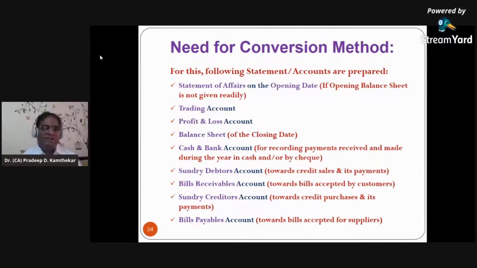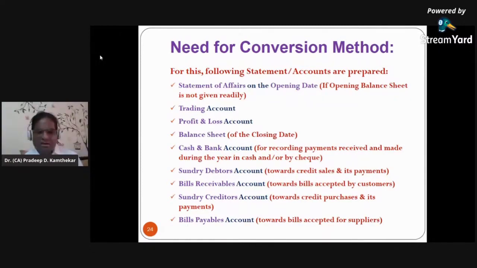So why is there again a duplication? When the opening balance sheet is given, the opening statement of affairs is not prepared. It means when the opening balance sheet is not given, the statement of affairs of the opening date is a must. It is always prepared and it always has some missing figure, and that we'll see in the later slide.